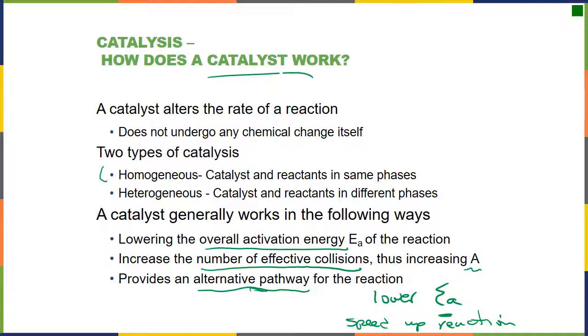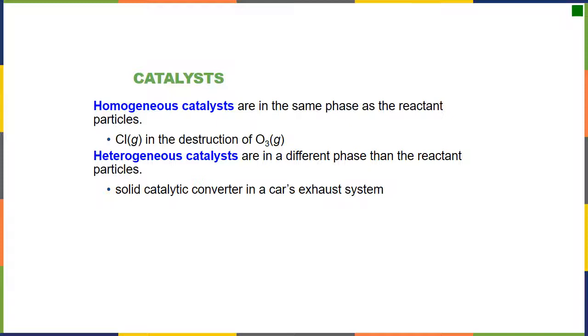We have two kinds, homogeneous and heterogeneous. Homogeneous means same phase as the reactant. Heterogeneous is going to be in different phases. Let's look at some examples. All right, so if we're looking at the destruction of ozone, chlorine and the destruction of ozone is in the same phase. They're all gases. On the other hand, a catalytic converter in your car is going to be solid metal pieces, sort of in a powder that the products out of your combustion can react with to make it into stuff that's nice and clean, or cleaner at least.